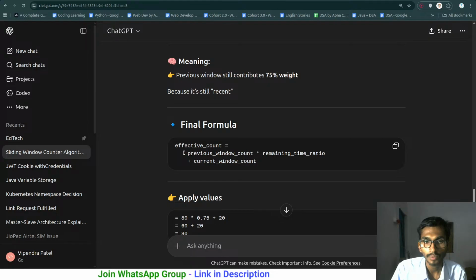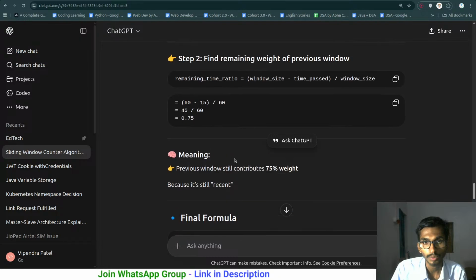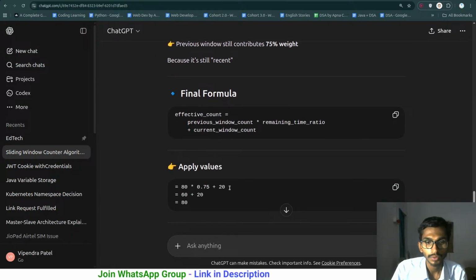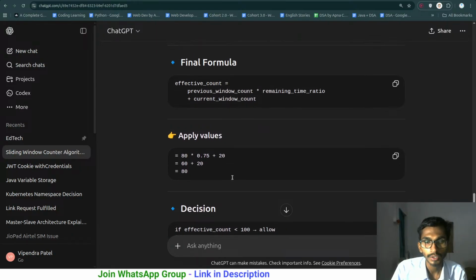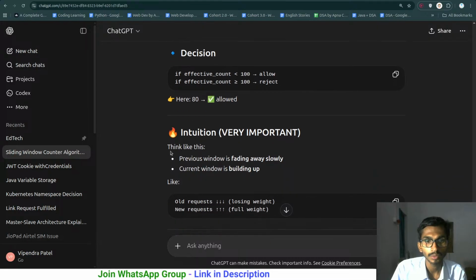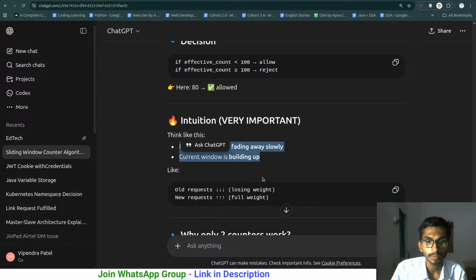So the final formula: previous window count times the remaining ratio, plus the current window count. Whatever the remaining ratio is, it could be 0.75, and again we still have to calculate this. Then the decision: if the effective count is less than allowed, the request is allowed. Here 80% are allowed. The intuition is very important: the previous window is fading away slowly, and the current window is building up.